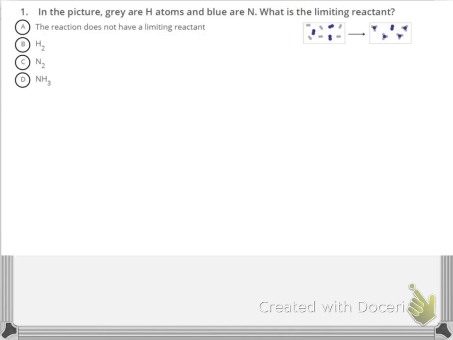So the first question, this was on the Friday study session, and what we're asking is, does this reaction have a limiting reactant? And if it does, what is it?